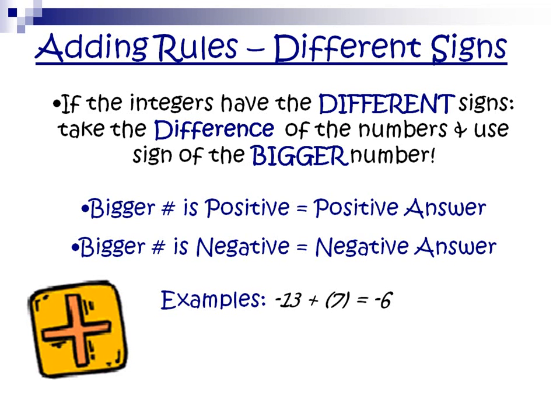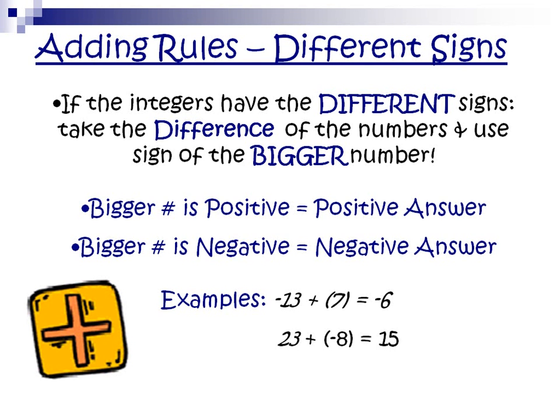For example, -13 plus 7. Now, the 13 is the bigger absolute value number. Because it is negative, our answer is negative. And because we're dealing with different signs here, because 13 is negative and 7 is positive, that means there are different signs, we should subtract these two numbers and keep the sign of the higher number or the bigger number.